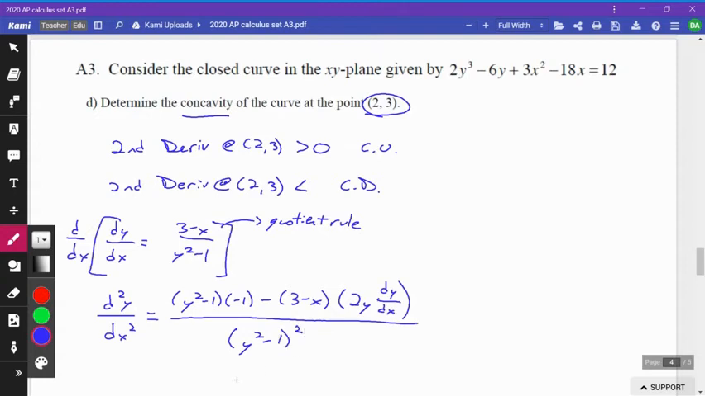Now I do have this dy/dx, so remember, I need to plug that in for dy/dx, then plug the point (2, 3) in and see if I am going to be greater than 0 or less than 0 in order to get my concavity.